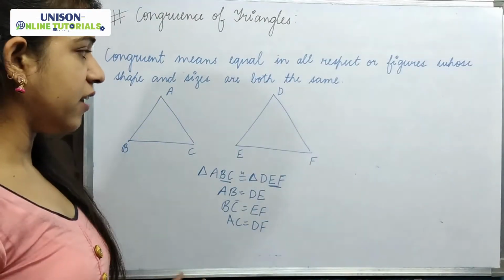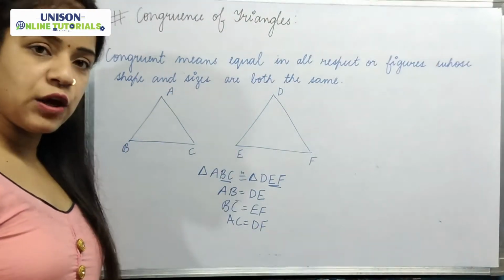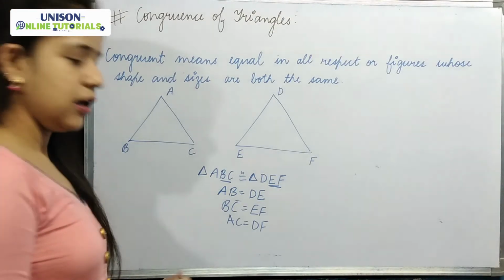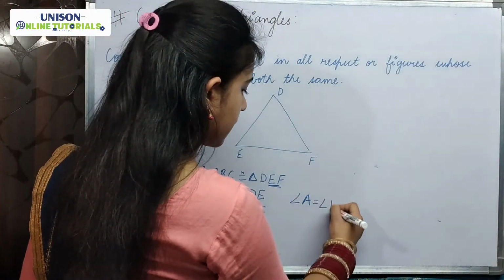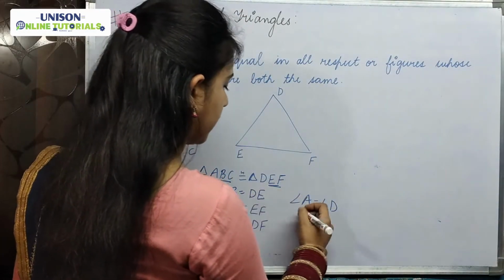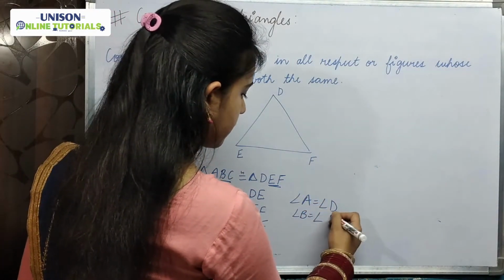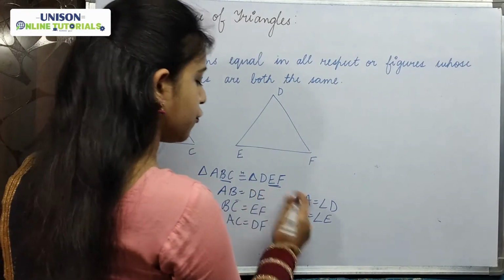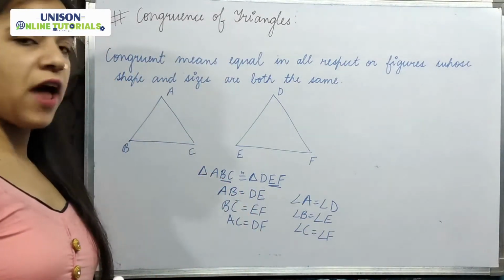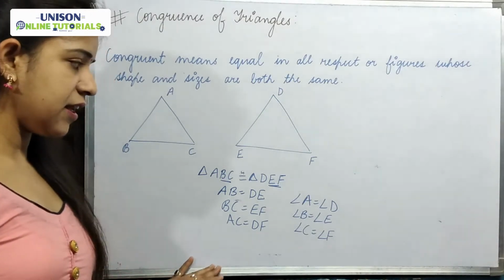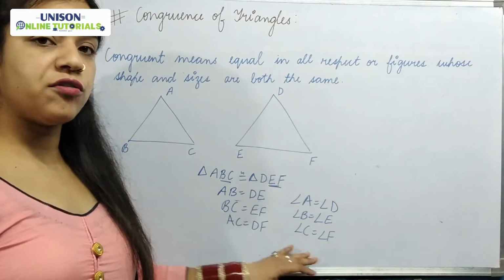Similarly, if these triangles are congruent, then all sides are equal and all angles will be equal. So angle A equals angle D, angle B equals angle E, and last one angle C equals angle F. So if two triangles are congruent, then their sides are equal and their angles are also equal.